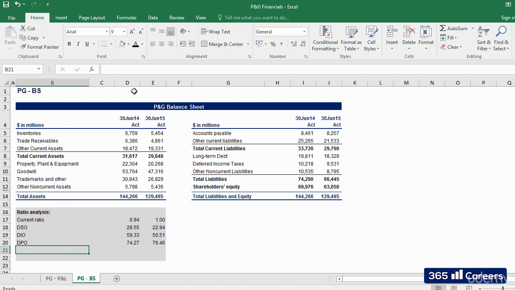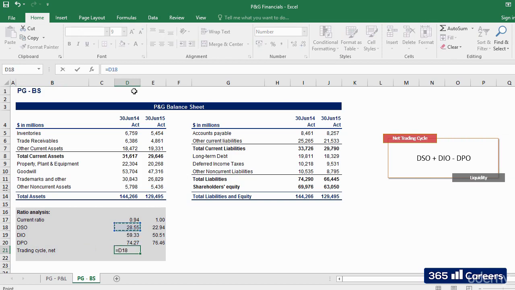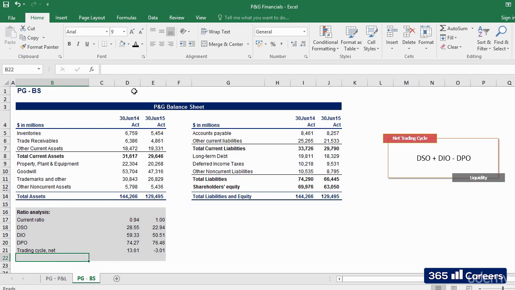Excellent. We can now calculate P&G's net trading cycle, which is equal to DSO plus DIO minus DPO. You shouldn't be surprised that the number became negative in 2015. In fact, we can see that the company was able to reduce its DSO and DIO figures while continuing to pay in more than 70 days to suppliers. P&G is able to operate its business without significant working capital investments. This is proof of the company's strong bargaining power. Its clients pay in every 3 to 4 weeks, while P&G pays its suppliers in more than 10 weeks.